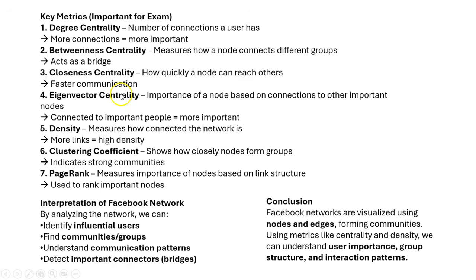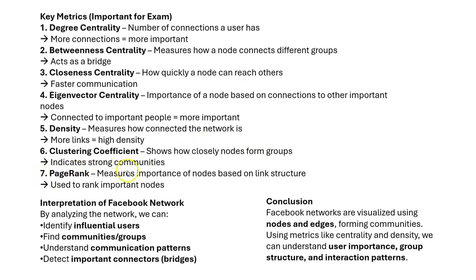And eigenvector centrality means the importance of a node based on its connections to other important nodes. That is eigenvector centrality: how important the other node is. Clear? If it is connected to important people, it is more important. And density measures how connected the network is. If there are more links, then high density is present. Clustering coefficient shows how closely nodes form a group. For example, it indicates strong communities.